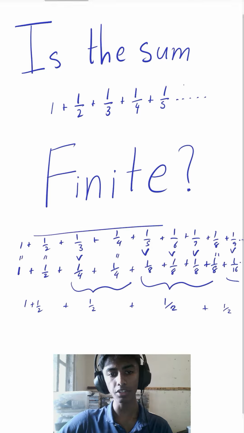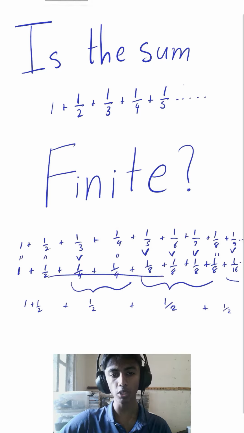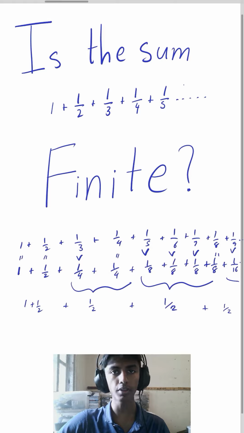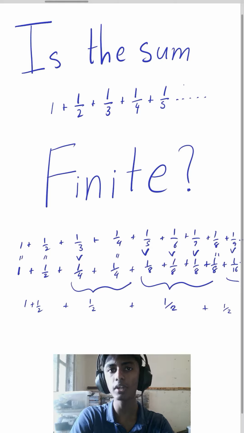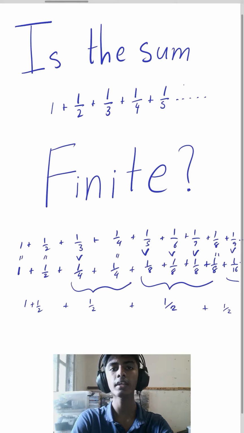Since the top series has a sum which is greater than or equal to the sum of the bottom series, and the bottom series has an infinite sum, the top series must also have an infinite sum. Therefore, the sum of 1 plus a half plus a third plus a fourth plus a fifth and so on is in fact infinite.